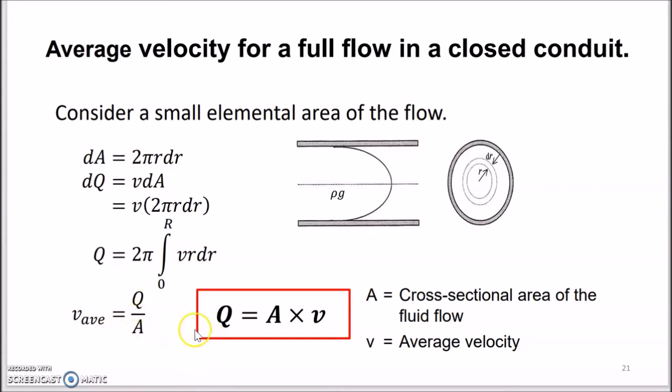So therefore the basic formula to calculate the flow rate is Q equals the area of the pipe times the velocity, where A is the cross-sectional area of the fluid flow and V is the average velocity.